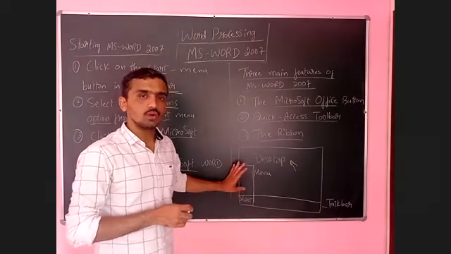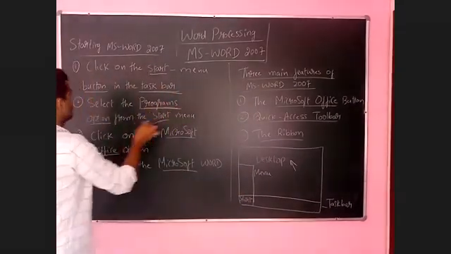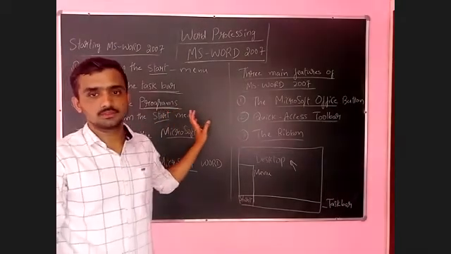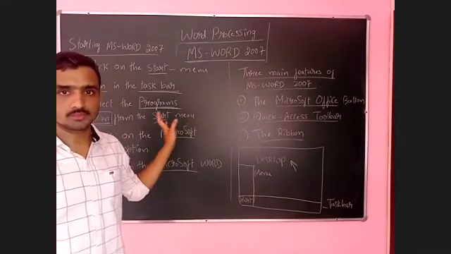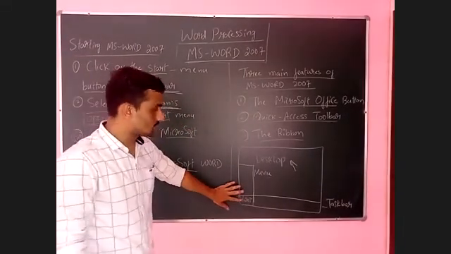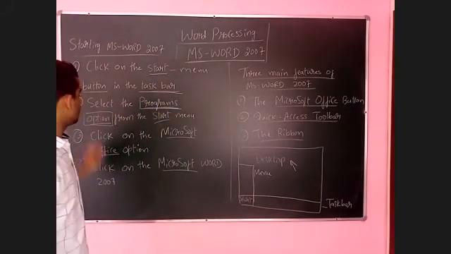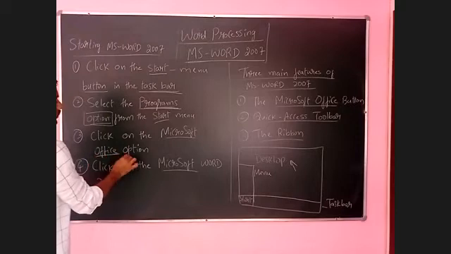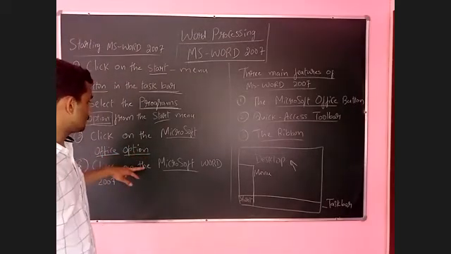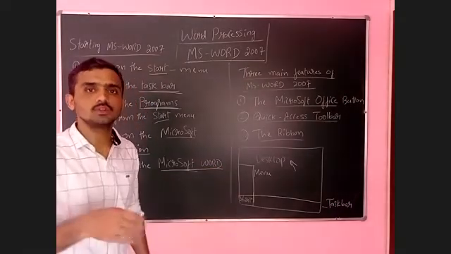In all the options, we have to select the programs option. So you should call it an option. Don't call it programs menu or programs taskbar or programs button. Programs option. Taskbar, start button or start menu. In the menu, programs option. And in the programs option, you have to click on the Microsoft Office option. In the Microsoft Office option, you have to select Microsoft Word 2007. So in this way we can go.